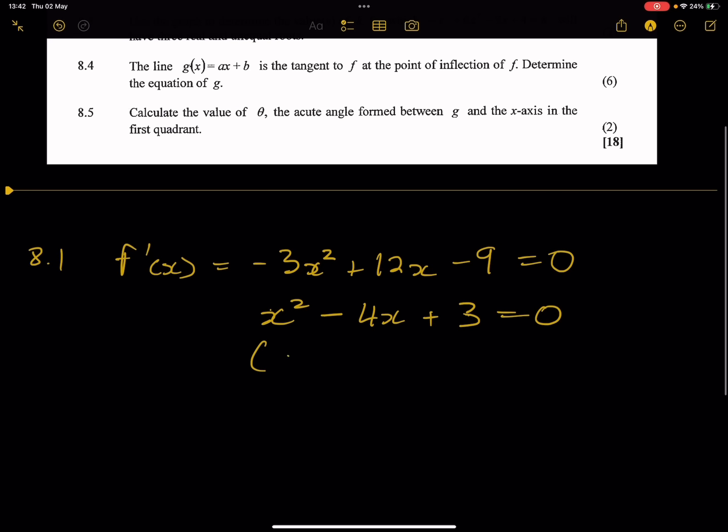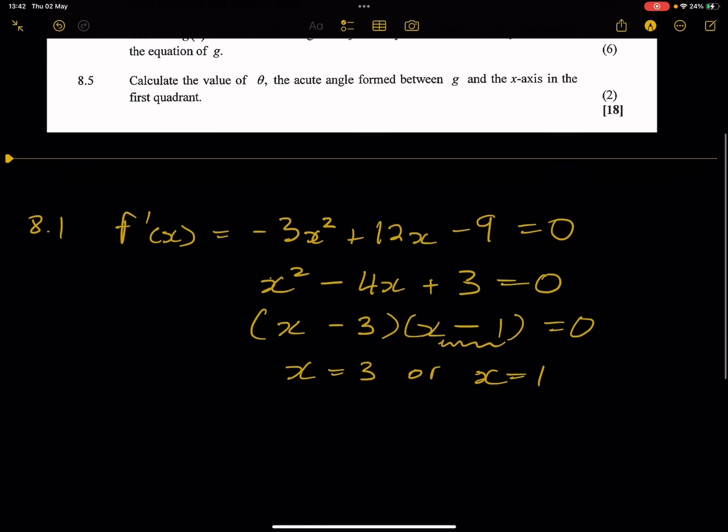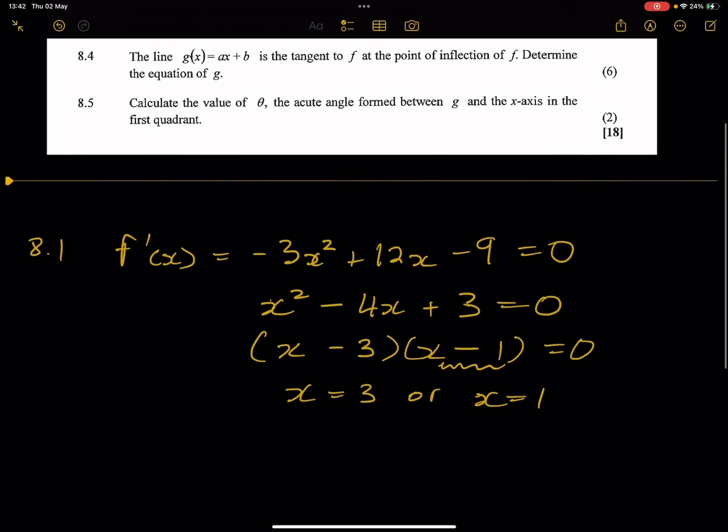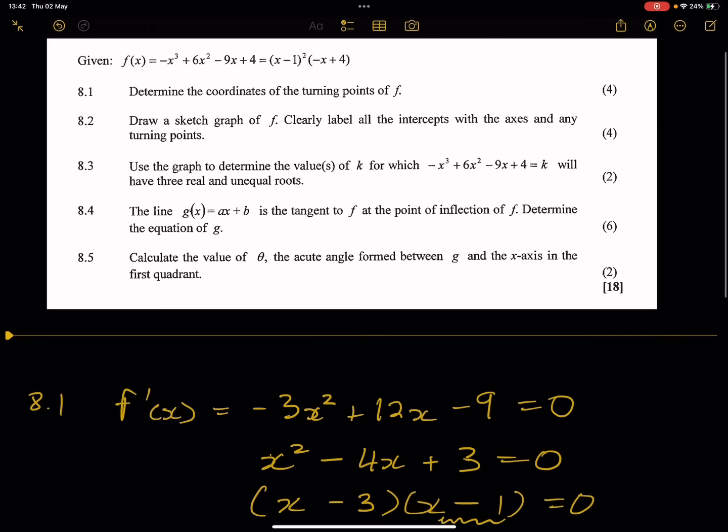And if we factorize, factors of 3 are 3 and 1, and that's going to be minus and minus. So that is x minus 3, x minus 1, and this is equal to 0. x is equal to 3. Guess what? There's our friend there. Or x is equal to 1. So those are our turning points, right? They said determine the coordinates of it, right?